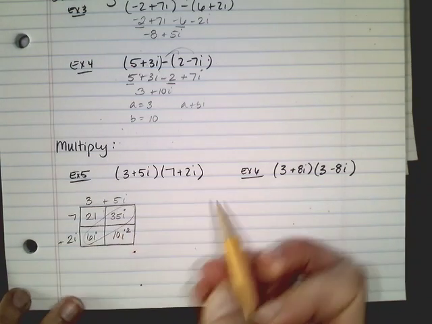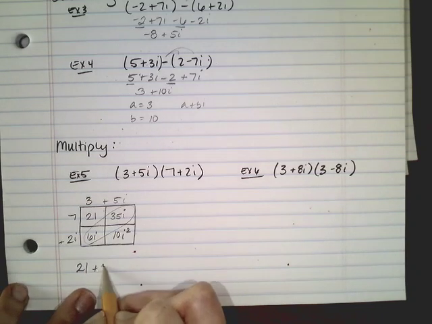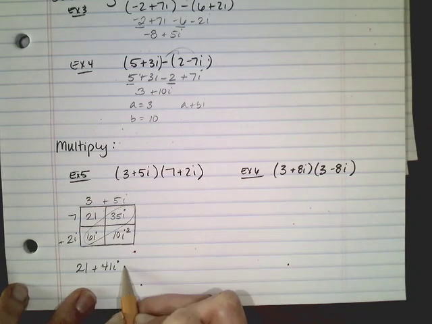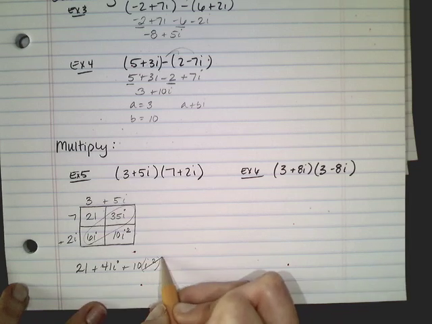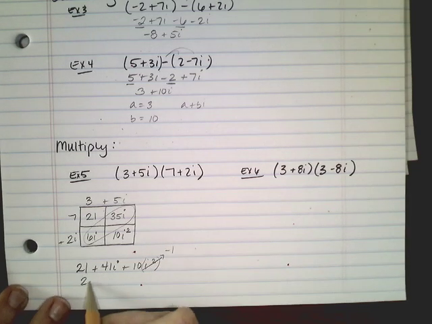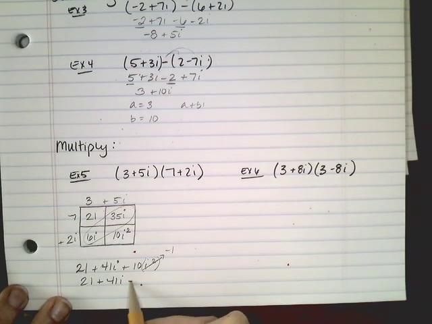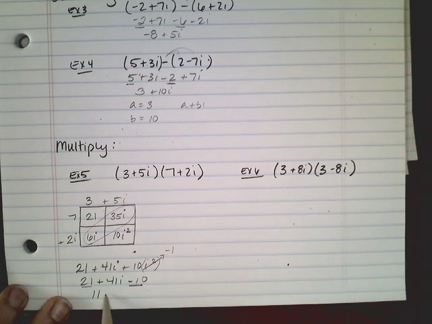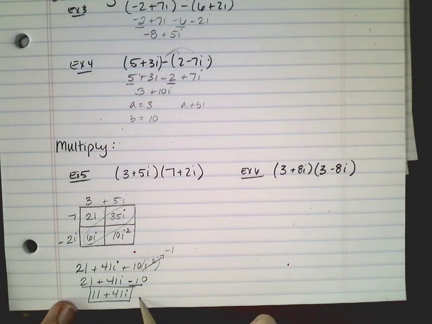Those two are like terms, and we can add them. So I get 21 plus 41i plus 10i squared. But i squared is actually -1. So this is 21 plus 41i minus 10, or 11, right? 21 minus 10, 11 plus 41i. Okay? And we always want to write them in a plus bi form.